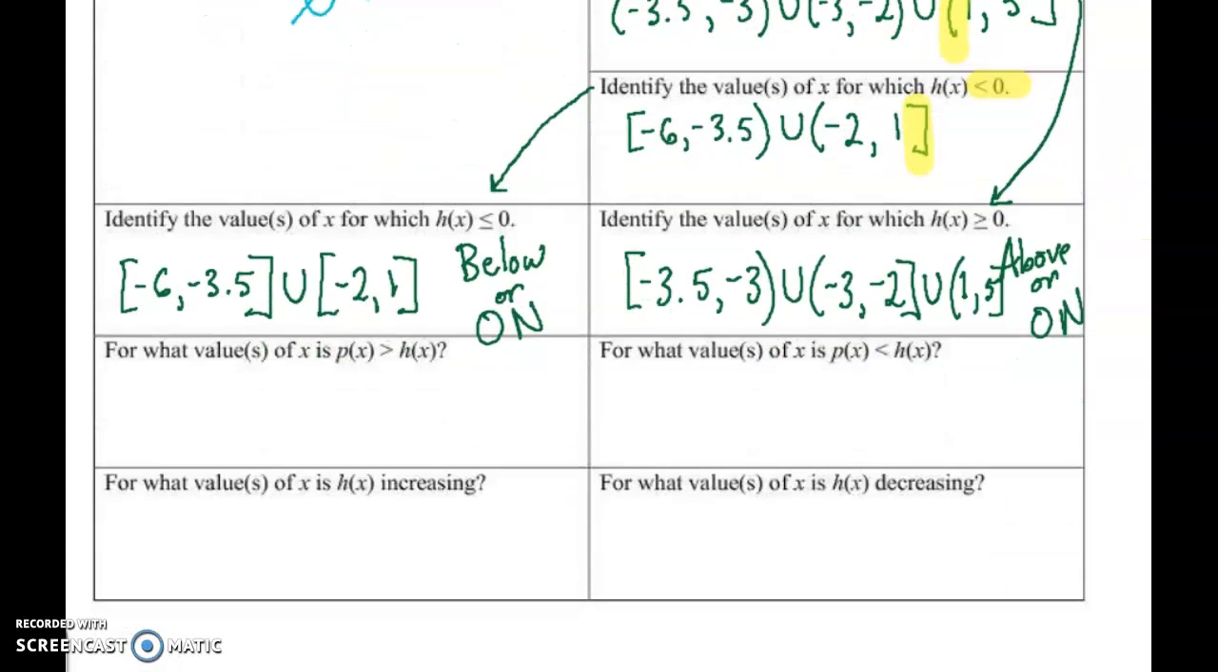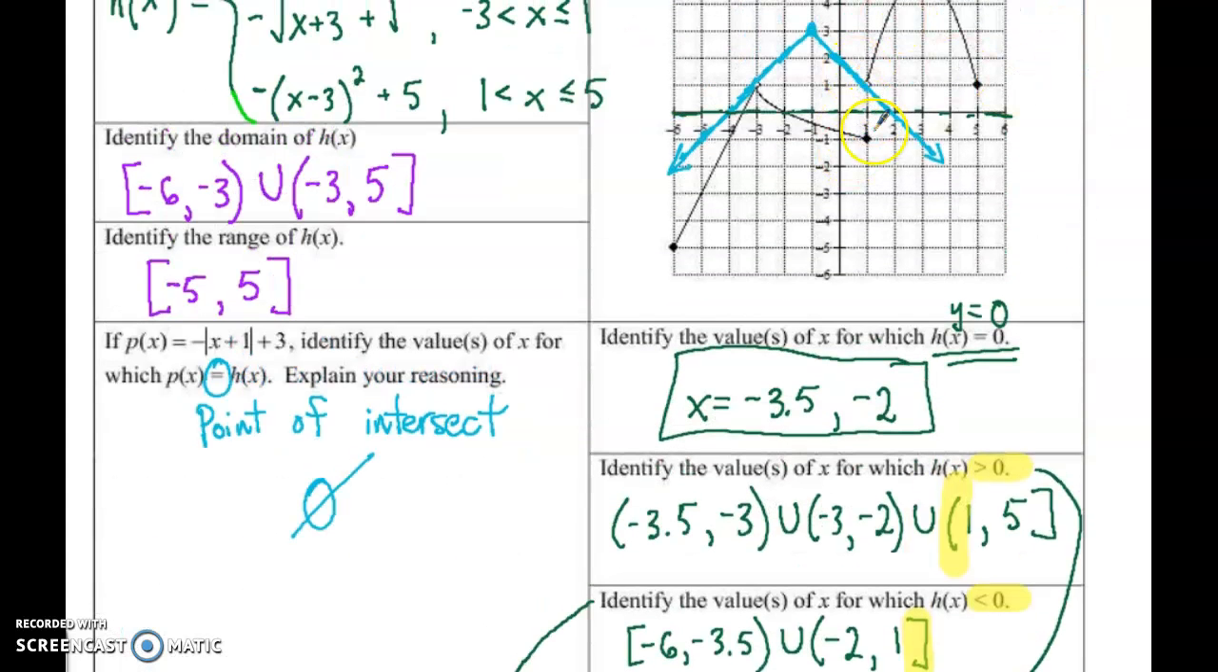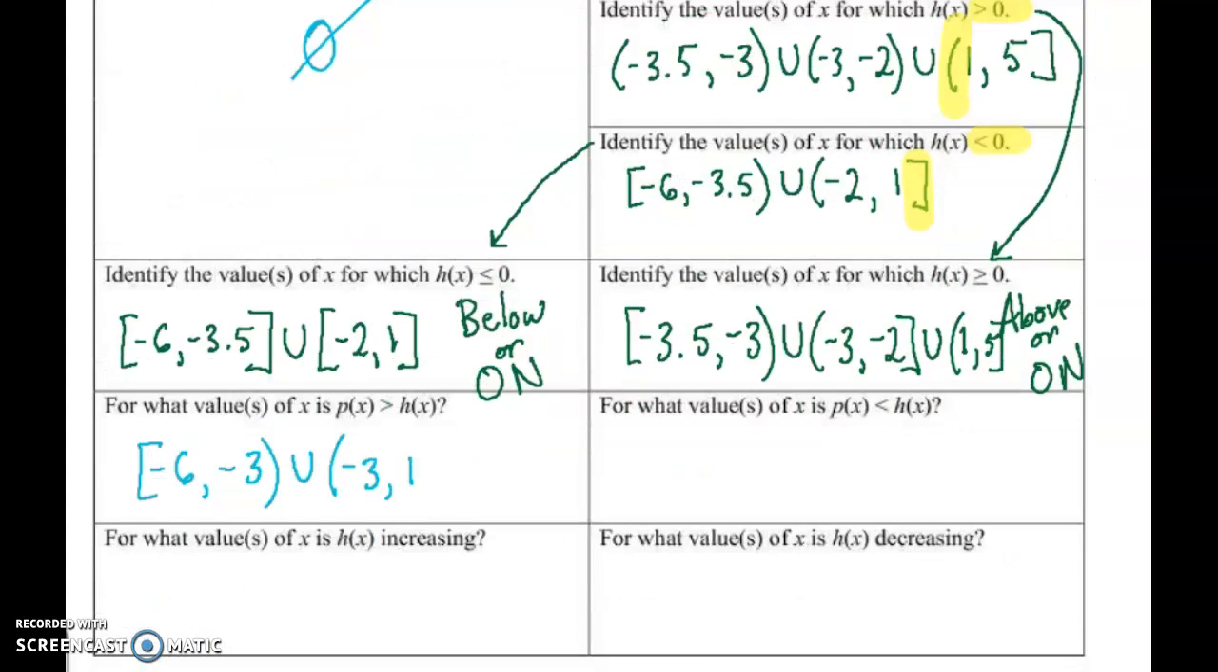So let's write that down. Negative 6 to negative 3, but we can't include negative 3 because it's undefined. I think it was 1. I already forgot. Yeah, x equals 1. And we can include that because it's defined.